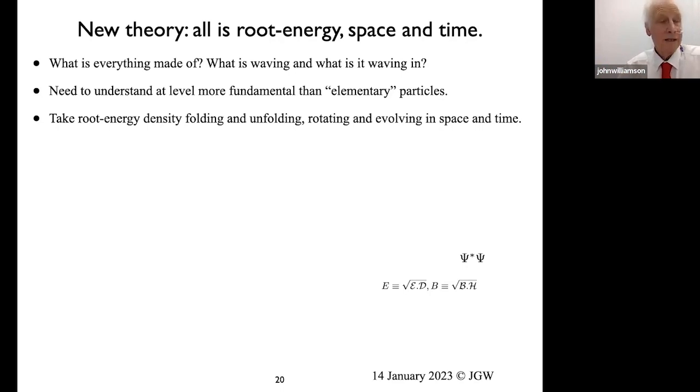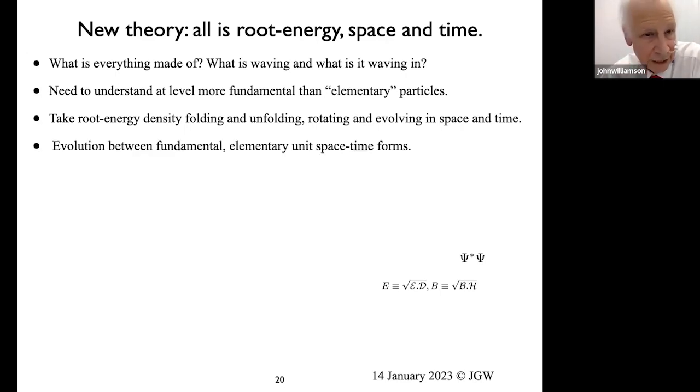And eventually, after four differentials, you'll come back to where you started from. And actually, a condition on stable particles is probably more like for every single differentiation that you end up with exactly the same thing. So whatever's coming into a box, whatever's leaving a box is also equally coming into a box from another box or from another source. So there's flow of root energy amongst all of these different elements, driven by the dynamics and evolving in space and time, or rather inverse space and inverse time, frequency locked to the phase of the transformation. So there's an evolution between fundamental elementary unit space-time forms, 16 of them.